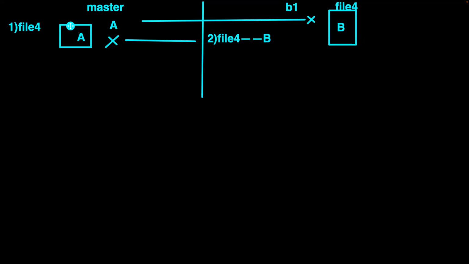Now you are trying to merge. The meaning of merge is from source. Here source is B1, destination is master. It will integrate or move or bring changes from source to destination. That's why I have written the arrow this way.